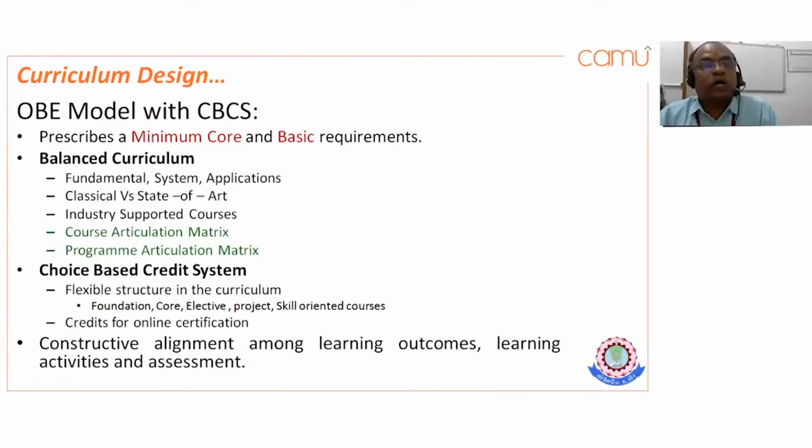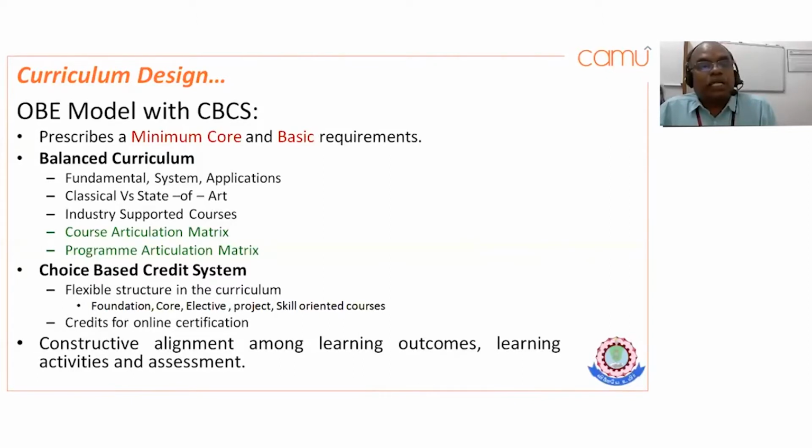So the thing is now, the OBE model along with the choice-based credit system gives us a lot of flexibility. That's what I mentioned in the very first slide itself, a flexible system. The flexibility means how we are going to make a balance. That is a common question asked by many persons.